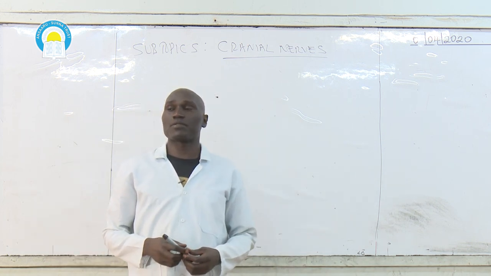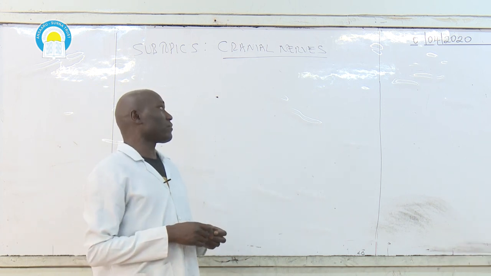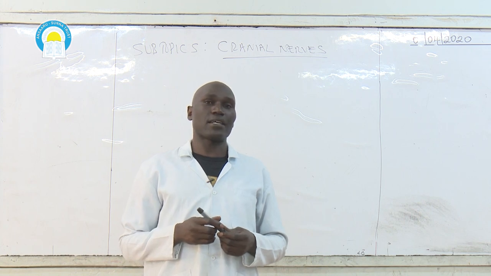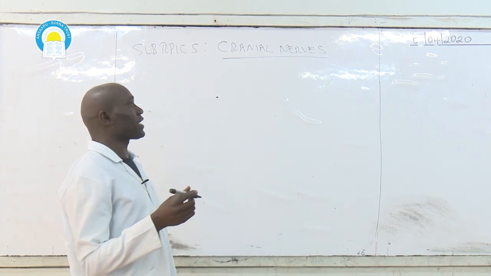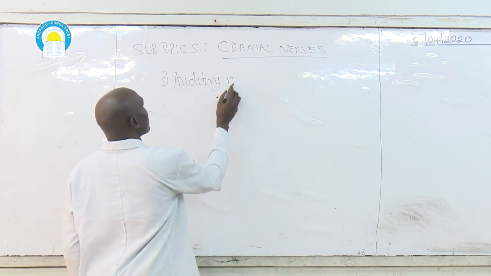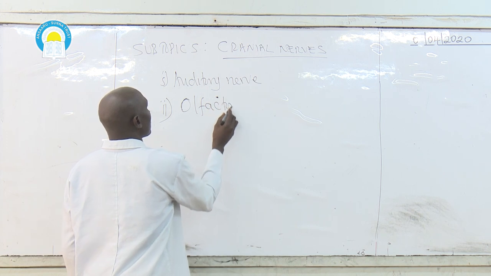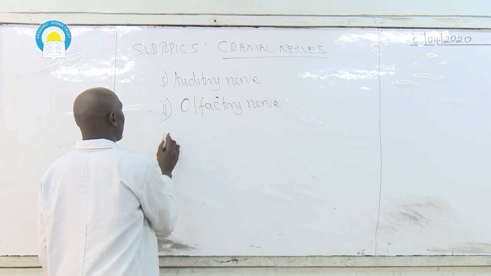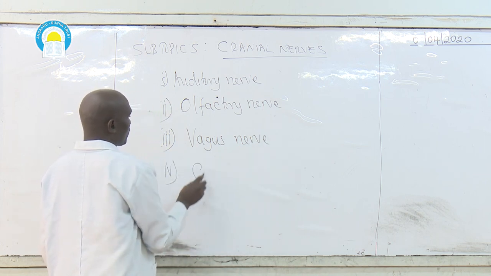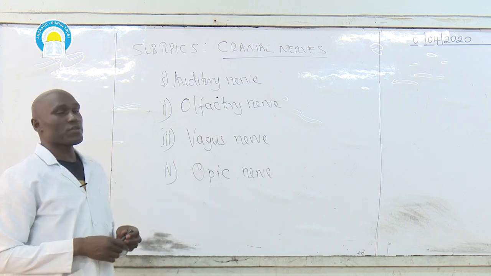Cranial nerves are special types of neurons which emerge from the brain and extend and come into contact with individual body organs. There are several types of cranial nerves that are connected to several different body organs, as we look into later on. Some of the cranial nerves are auditory nerve, olfactory nerve, vagus nerve, and optic nerve, among others. So I'll only look into these types of cranial nerves.